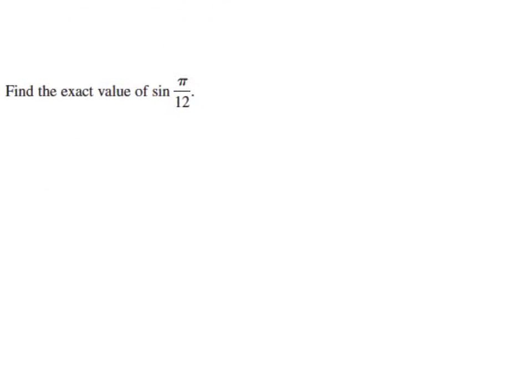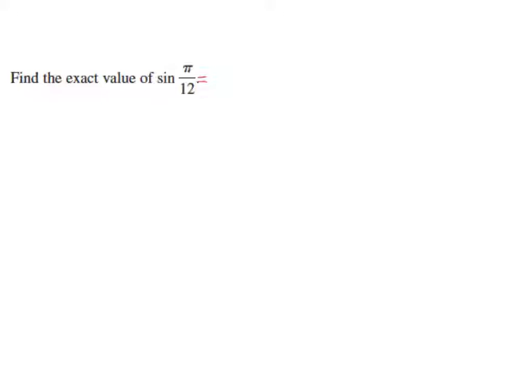Let's try one in radians. This one's a little bit more challenging when we're dealing in radians, because you've got to think about combining pi over 6s and pi over 4s and pi over 3s and pi over 2s to get a pi over 12. Now a pi over 12 is smaller than pi over 6, in case you're wondering. So we're going to need to use subtraction, right?